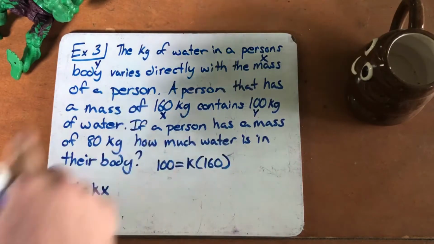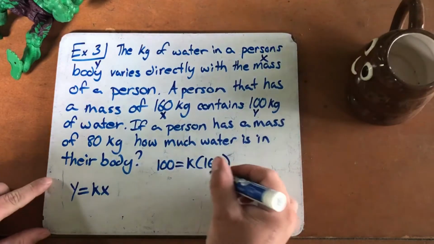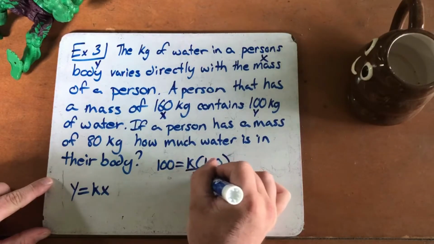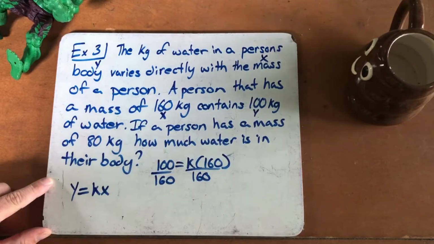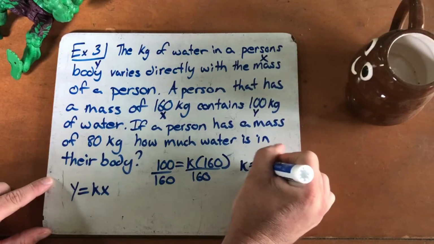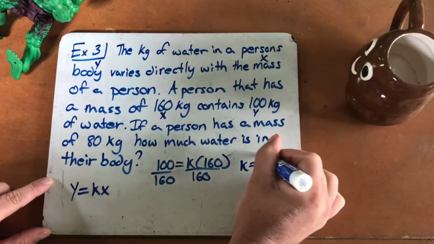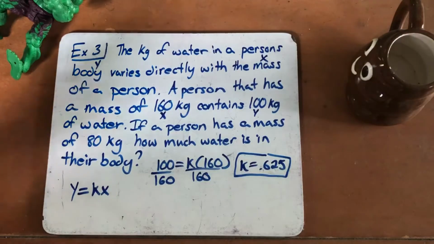All right, so pay attention to the order that the problem gives you. From here, all I have to do is solve for K, divide by 160, divide by 160. 100 divided by 160 is approximately 0.625. So this is K, and this is what I need in order to solve the actual question.